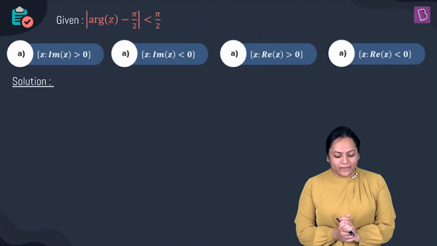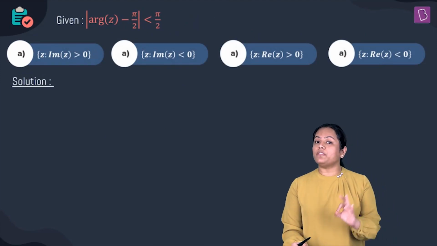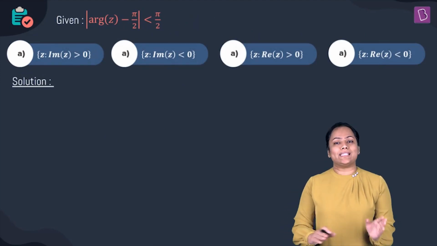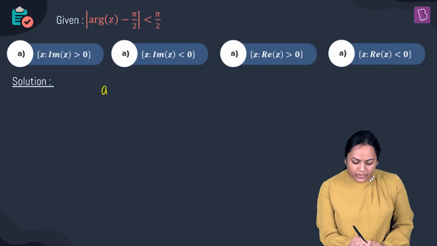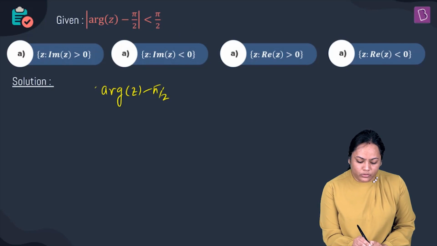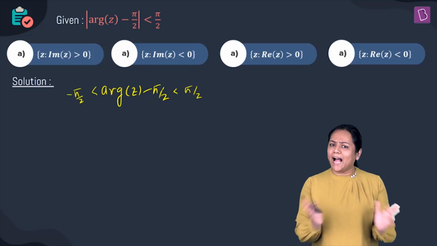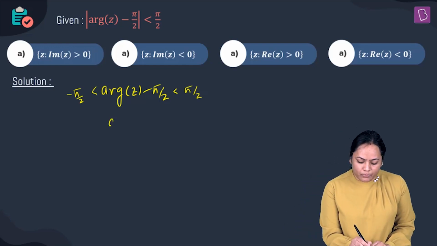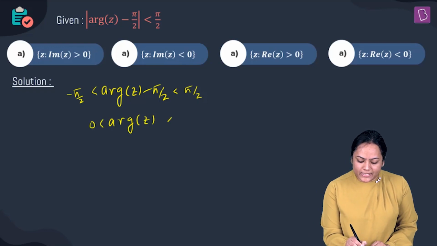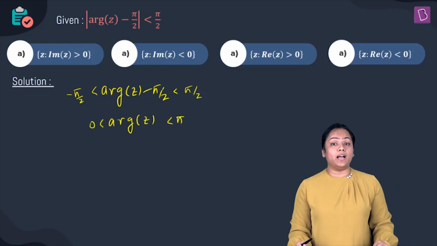So what I can say from here is that if the modulus of argument of z minus pi by 2 is less than pi by 2, we have just seen that argument of z minus pi by 2 is going to lie between minus pi by 2 to pi by 2, isn't it? And if I add pi by 2 on all sides, I'm going to get that argument of z will be greater than 0 and less than pi.